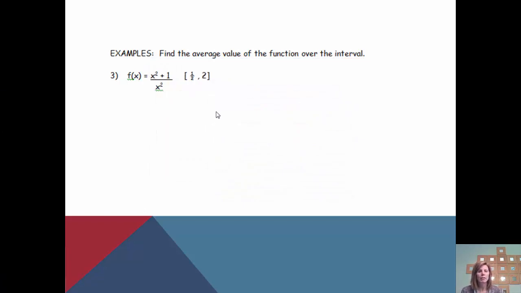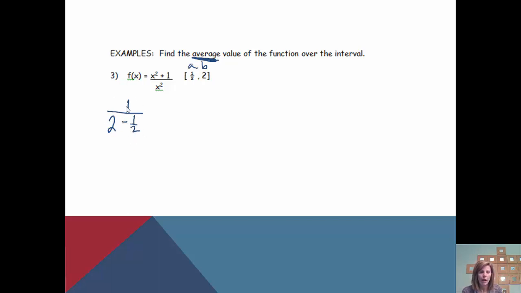It says to find the average value of the function over the interval, and this is f of x equals x squared plus 1 over x squared from 1/2 to 2. So the first thing that we want to do is just set up our problem. If it asks me for an average value, it's going to be 1 over b minus a. The first value will be the a, and the second value will be the b. So it's going to be 1 over 2 minus 1/2.